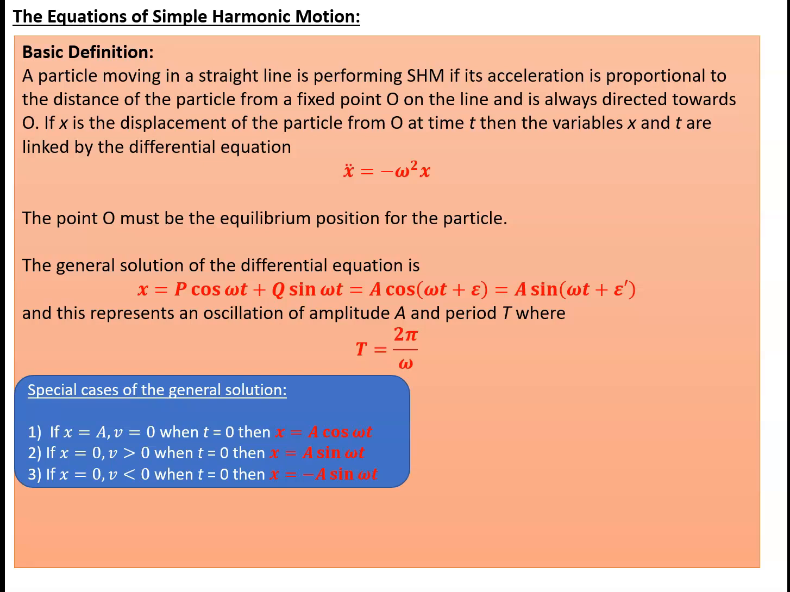And then we had the three special cases: if x equals a when v equals 0, when t equals 0, then we've got x equals a cos omega t. If x is 0 and v is bigger than 0 when t equals 0, then we've got x equals a sin omega t. And if x equals 0 and v is less than 0 when t equals 0, then we've got x equals minus a sin omega t.